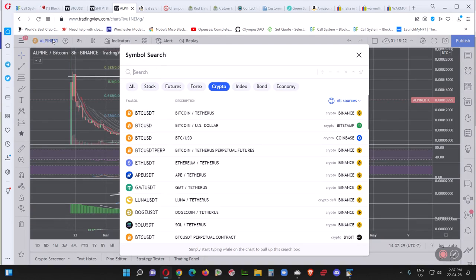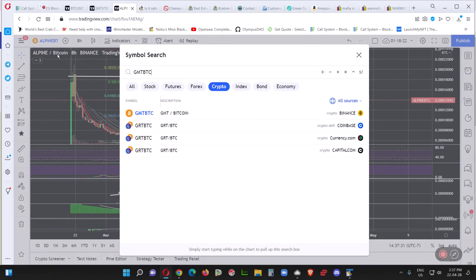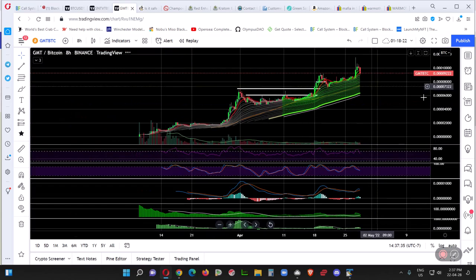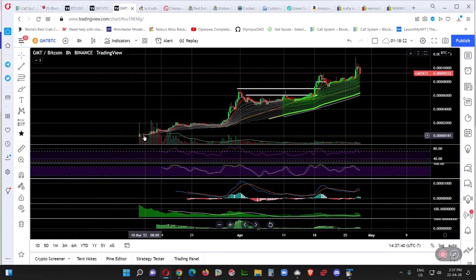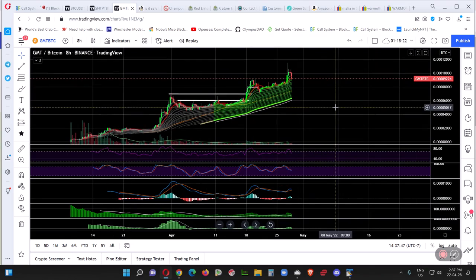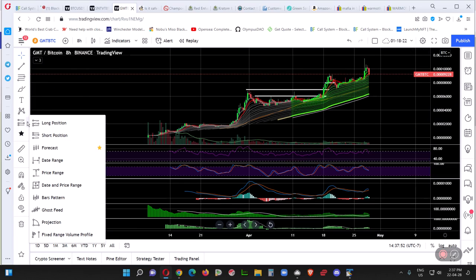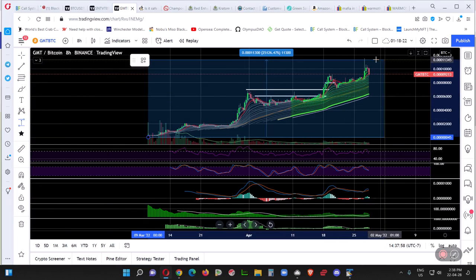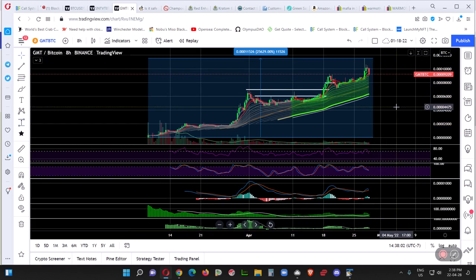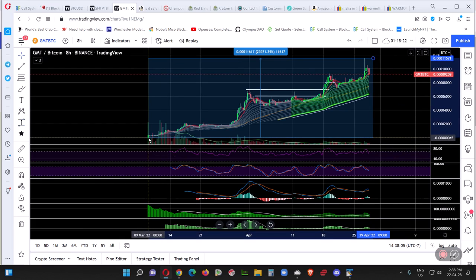Let's go to another one. Let's go to GMT and look at some of those. GMT Bitcoin. Okay, this thing here, this is just a monster. So it's gone up from basically about 45 or 50 Satoshis all the way up to almost 12,000. So the gains on this coin so far have been really, really huge. You know, we're talking like 25,000%. Actually, a little bit more than that, probably closer to 30.